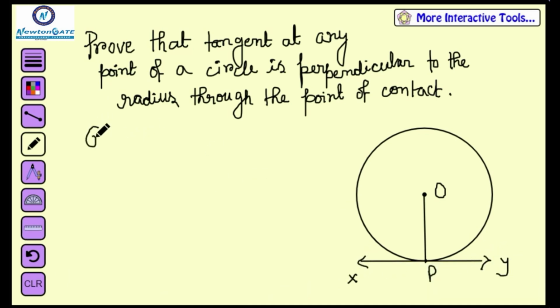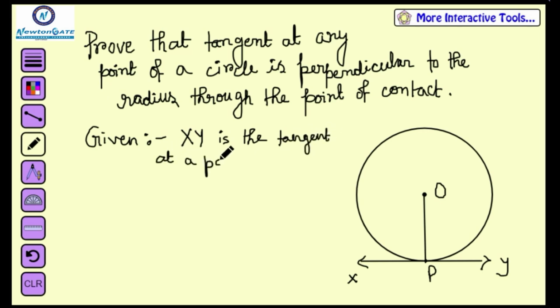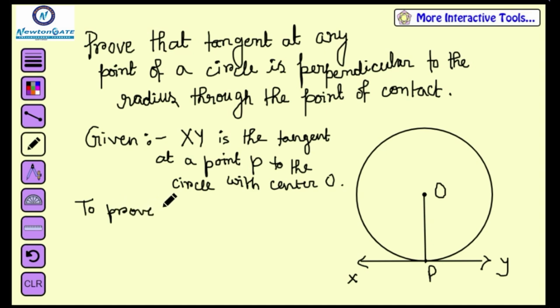So here it is given that XY is the tangent at a point P to the circle with the center O. Now we need to prove OP is perpendicular to XY.